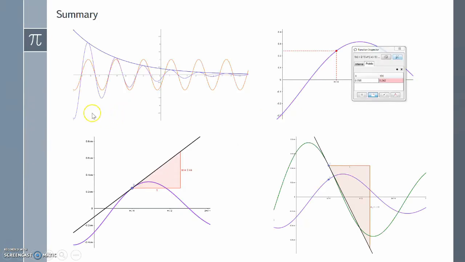In summary, we investigated our periodic exponentially decaying function by graphing it. We then investigated displacement. We then looked at velocity as being the rate of change of displacement. And finally, we looked at acceleration as being the rate of change of velocity.